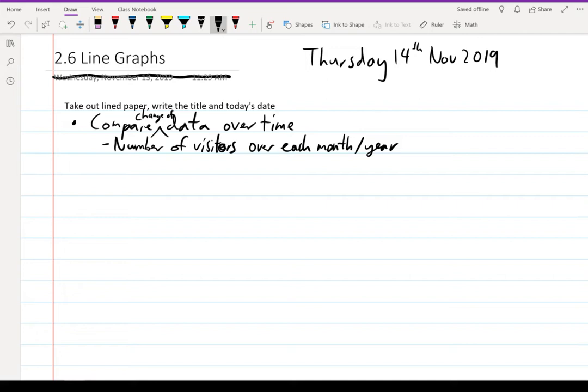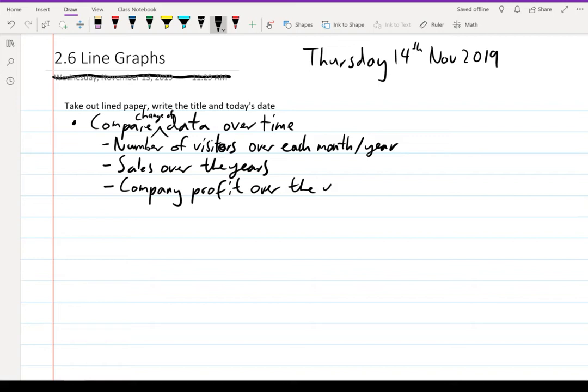Perhaps for other shops, they want to look at the number of sales that they get over the years. So sales over the years. And maybe for companies, okay, they want to look at their profit. Company profit over the years again. Okay.